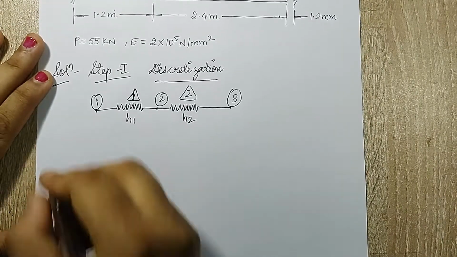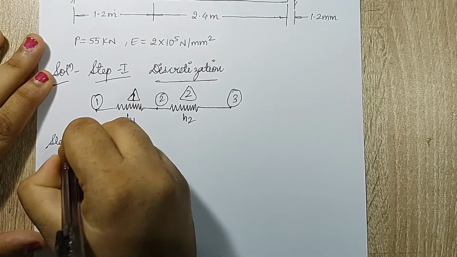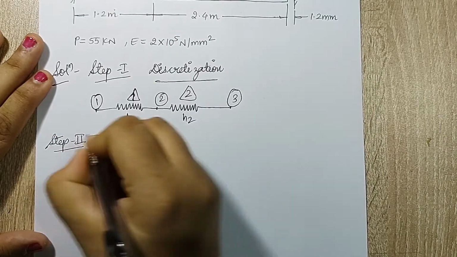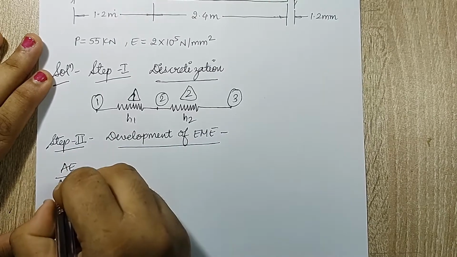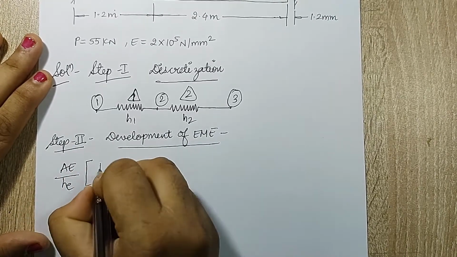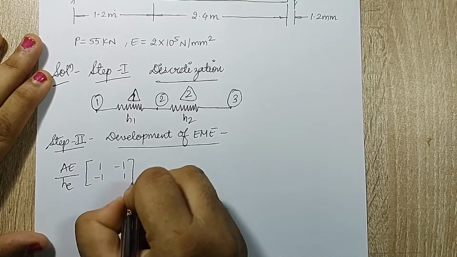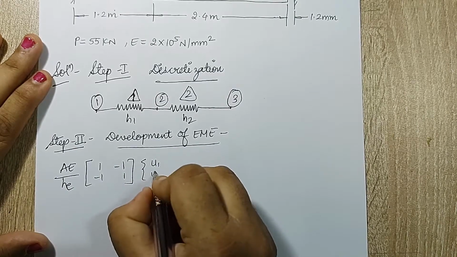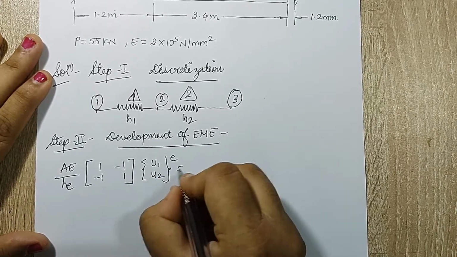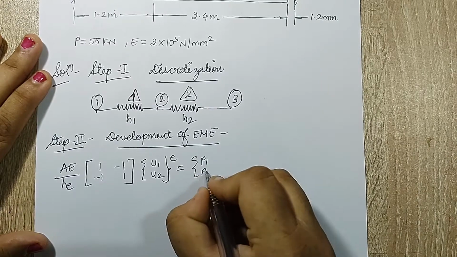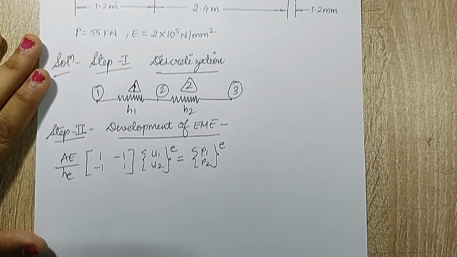Now the next step is going to be development of EME. So step 2, the equation is AE upon HE, [1 -1; -1 1]. I'll have [U1 U2] raised to E is equal to [P1 P2] raised to E.